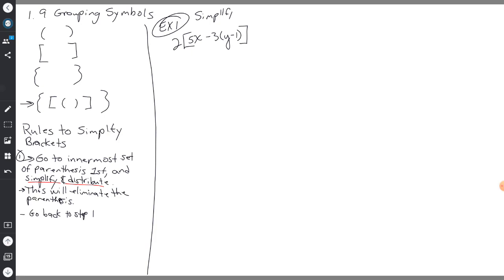So nothing that we can do inside. So we can take that and distribute that to everything on the inside. Negative 3 times y. It's going to give us what? And then negative 3 times 1. Negative 1, that is. Right. So once we do the distribution, that eliminates the parentheses. Now we just have the bracket on the outside there.